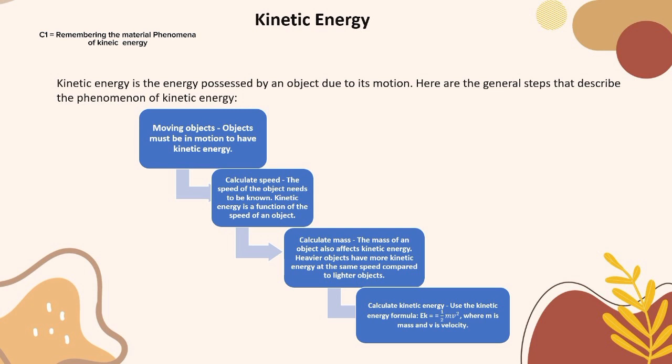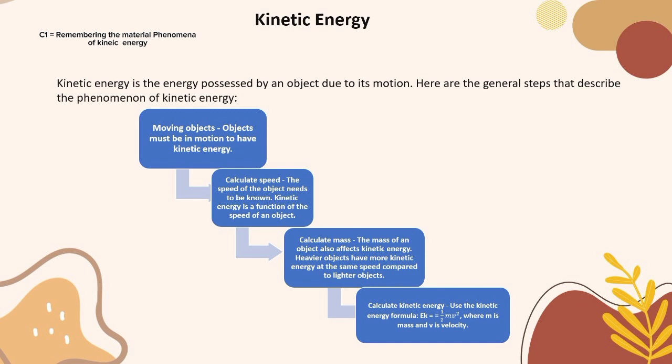Kinetic energy is the energy possessed by an object due to its motion. Here are the general steps that describe the phenomenon of kinetic energy. Moving objects: objects must be in motion to have kinetic energy. Next, calculate speed. The speed of the object needs to be known. Kinetic energy is a function of the speed of an object.